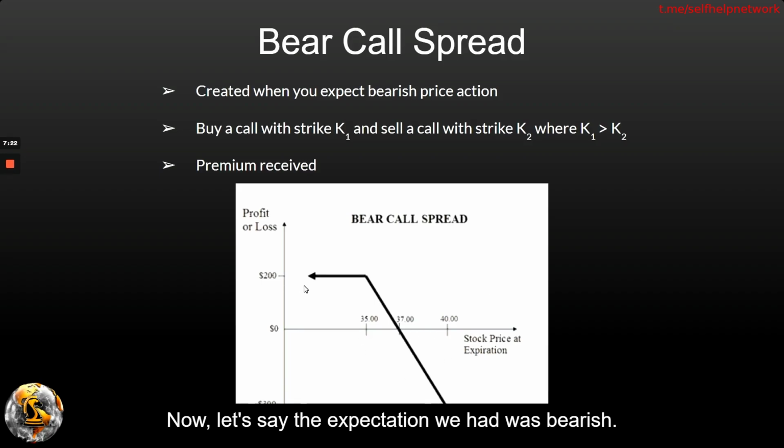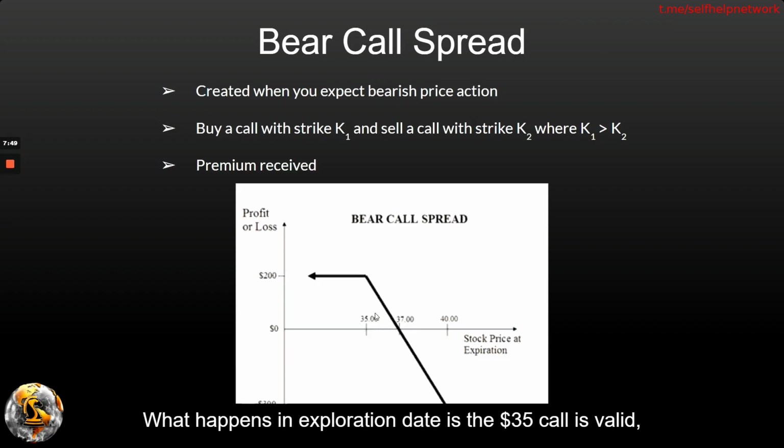Now let's say the expectation we had was bearish price action, price started to rise a bit. Till when will we be profitable? We'll be profitable, we'll have some premium left as long as stock price is below 37 on expiration date. If the stock price is at 37 on expiration date, then this entire premium of $200 is lost and we would have a break-even position.